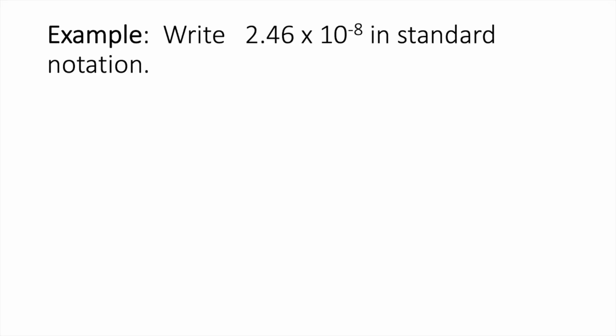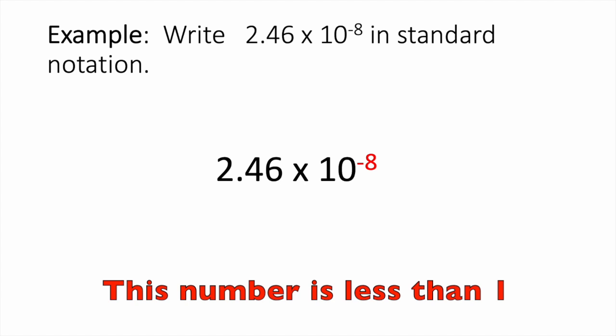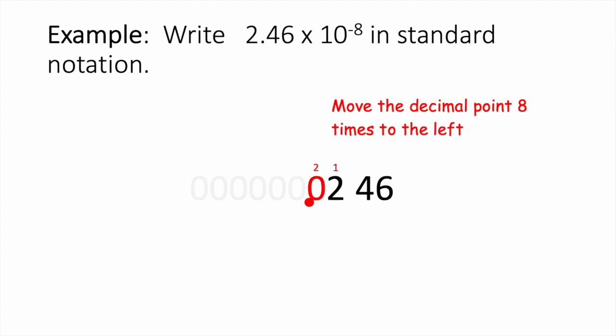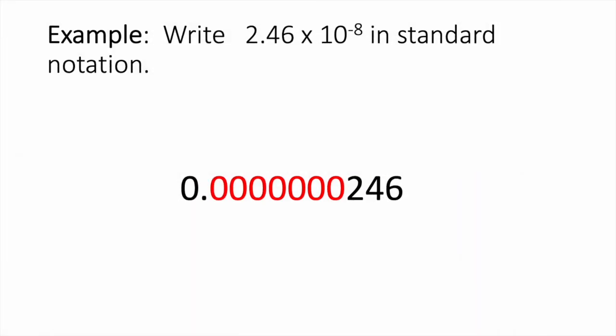So how do you convert scientific notation to standard notation? For our first example, we're going to write 2.46 times 10 to the negative 8th in standard notation. The power negative 8 tells us that this number is going to be less than 1. So we need to move the decimal point to the left 8 times. Our answer is 0.000000246.